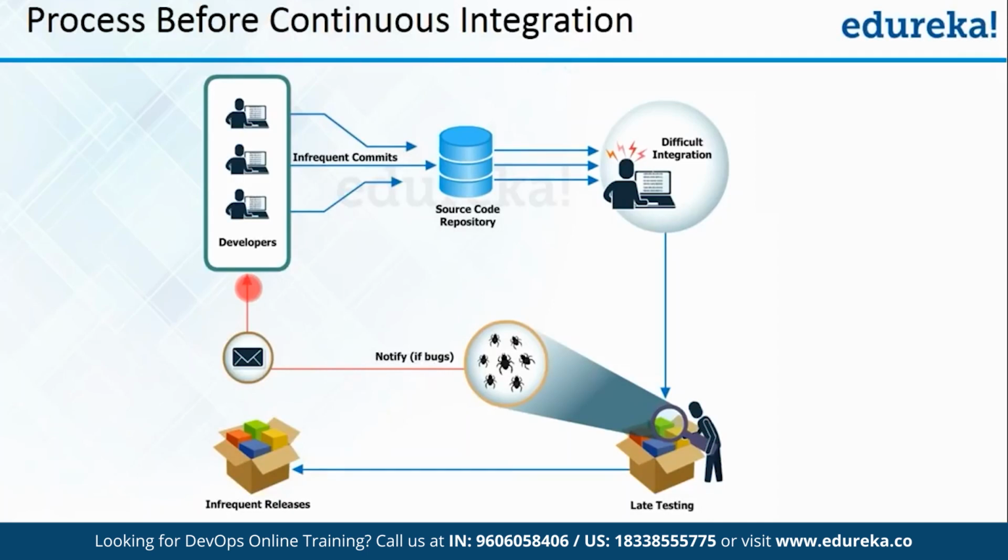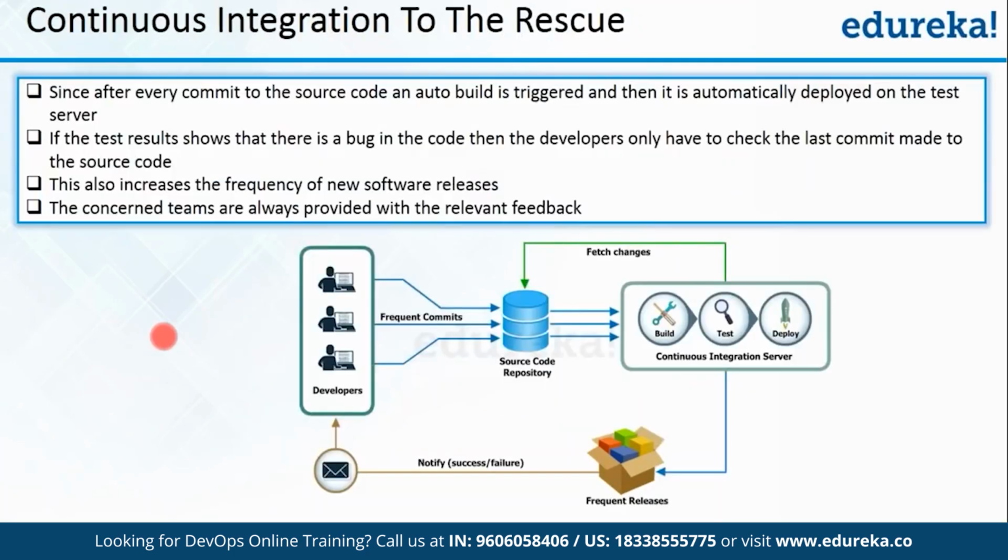So we'll move forward and we'll see how exactly continuous integration addresses these problems. Let us see how exactly continuous integration is resolving the issues that we have discussed. So what happens here, there are multiple developers. So if any one of them makes any commit to the source code that is present in the source code repository, the code will be pulled, it will be built, tested and deployed.